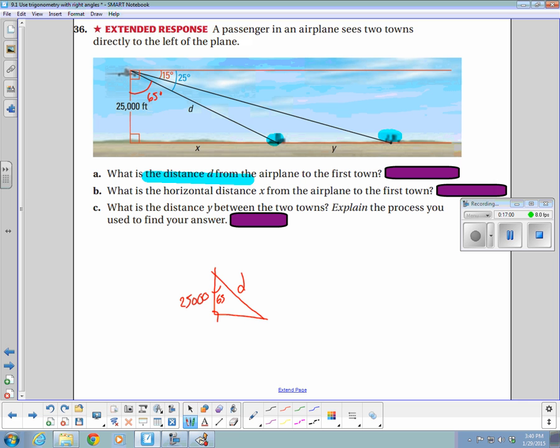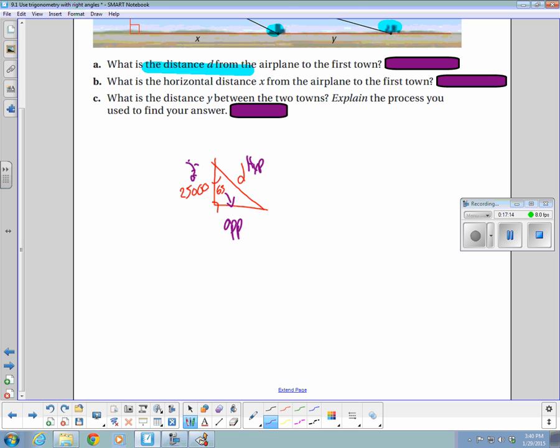Well, if I'm looking here, that means this is my opposite, OPP. This is my adjacent, ADJ. And this is my hypotenuse, HYP. Okay, so let me give myself a little more room. Which function is going to use opposite, and, well, no. Let me take that back. We're not using opposite, are we?